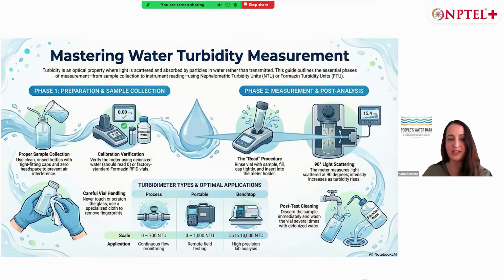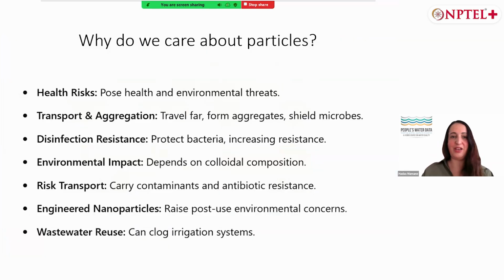The process turbidity meter is mostly relevant between 0 to 700 NTU. The portable one will be relevant up to about 1000 NTU. And the benchtop, which is the gold standard of turbidity meters, can even measure up to 10,000 NTU values.